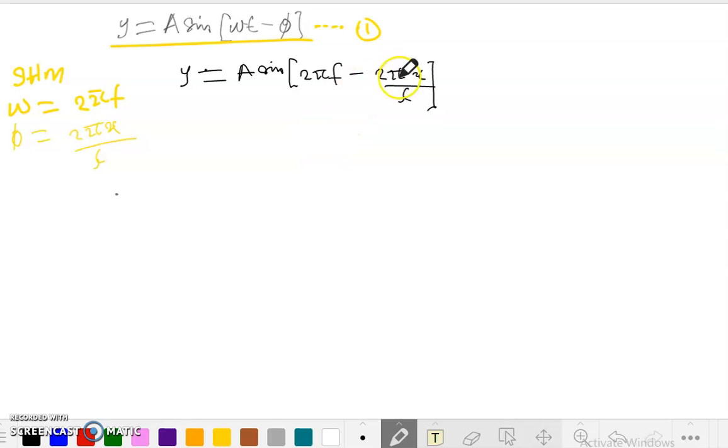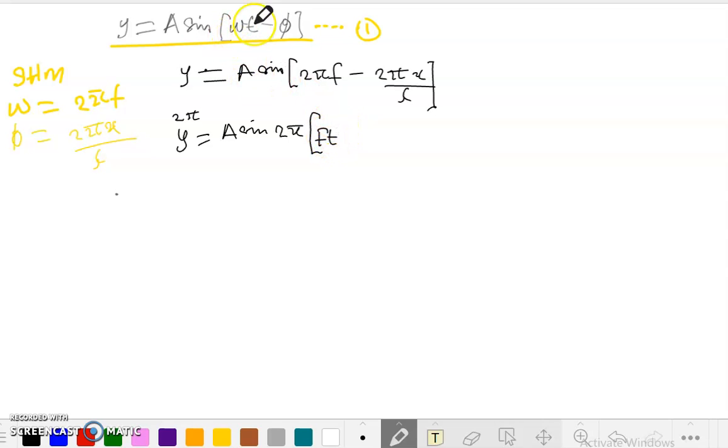But you see now we have 2 pi, we can actually factor out 2 pi. If we do that, y becomes a sine 2 pi. What is left inside is nothing but ft.